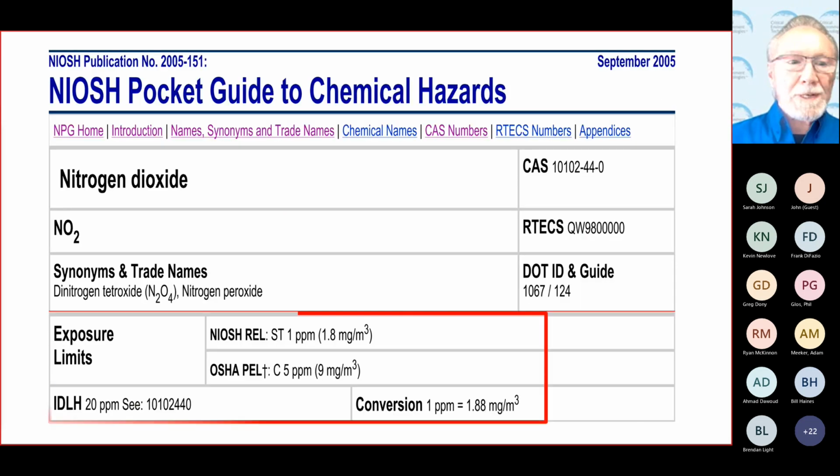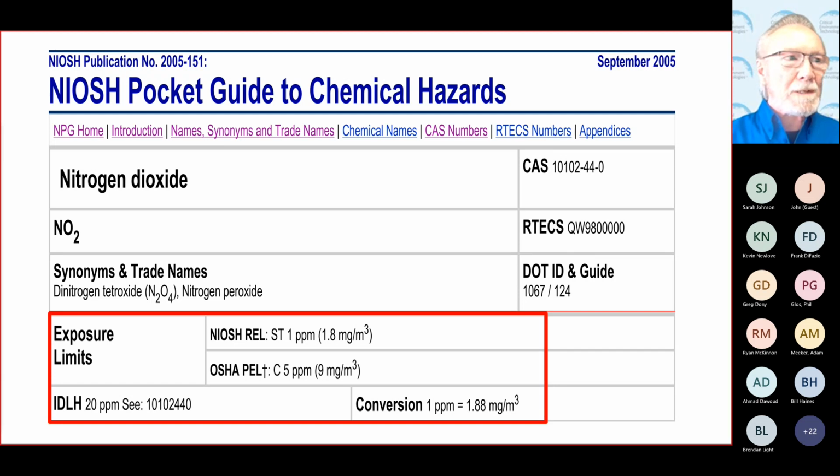It all starts with the American Conference of Government and Industrial Hygienists, who put together a handbook of threshold limit values and biological exposure indices in workplace environments for various chemicals and substances that you may come into contact with in a workplace environment. ACGIH is a volunteer group.